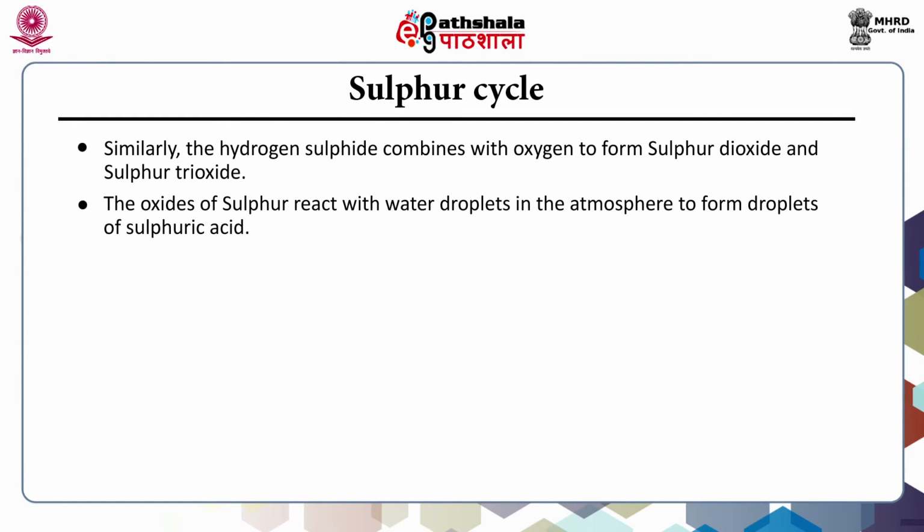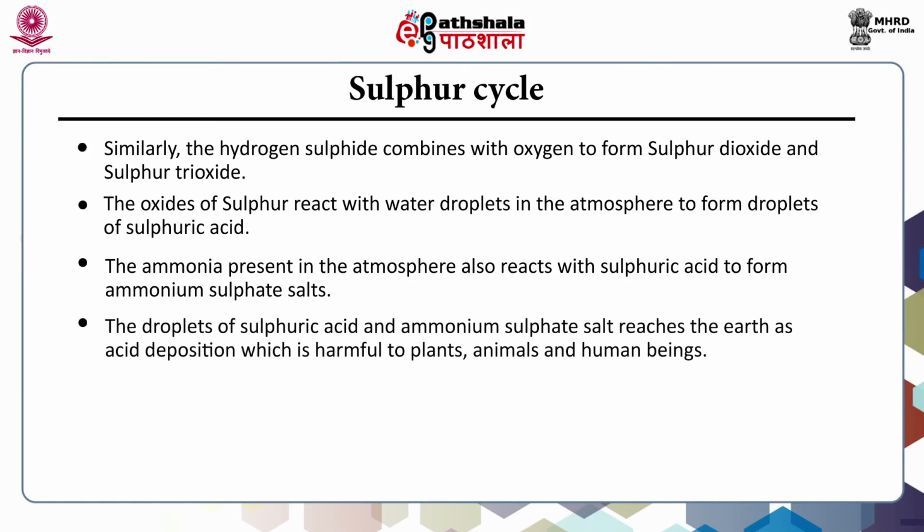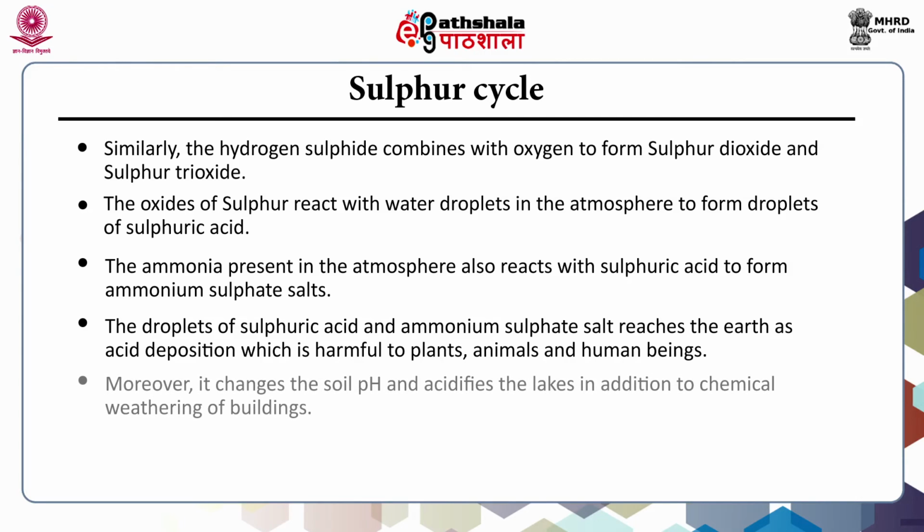Now, these oxides of sulfur once again will react with water droplets in the atmosphere to form droplets of sulfuric acid, which is again one of the major constituents of the acid rain. The ammonia that is present in the atmosphere will react with the sulfuric acid to form ammonium sulfate salts. The droplets of sulfuric acid and ammonium sulfate reach the earth as acid deposition, which is harmful to the plants, animals and human beings. Also, it changes the soil pH and it acidifies the lake in addition to chemical weathering of buildings. This is what I discussed earlier regarding the effects of acid rain on various components.